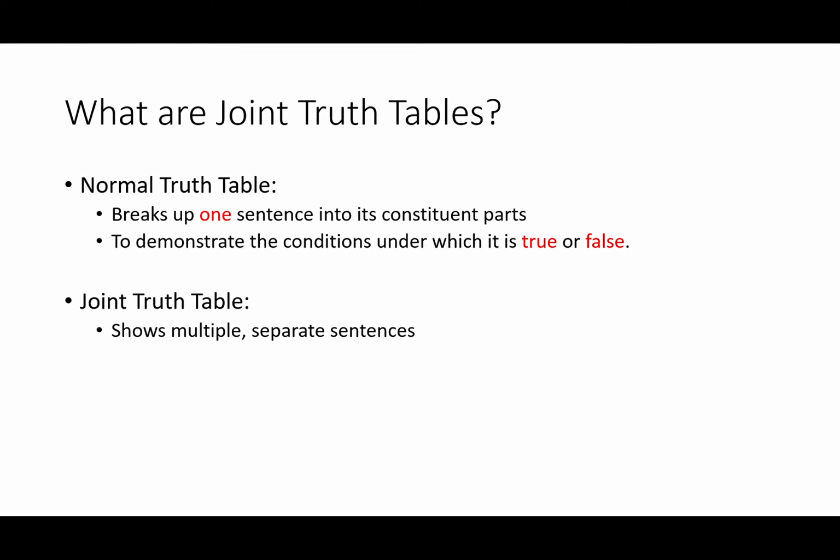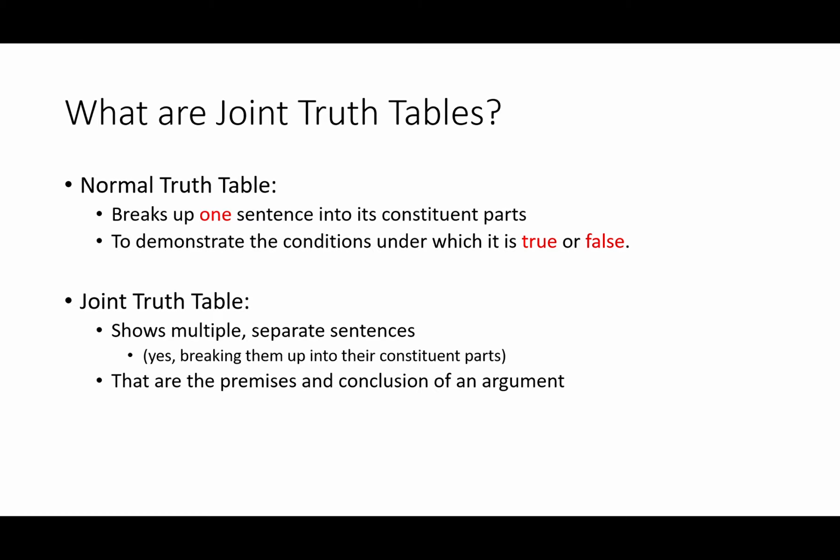It shows multiple separate sentences, yes, breaking them up into their parts. These sentences are the premises and conclusion of some argument. The purpose of a joint truth table is not to determine whether any given sentence is true or false, but whether the whole argument is valid or invalid. You could think of a joint truth table as several truth tables of the normal kind, all put together in one.